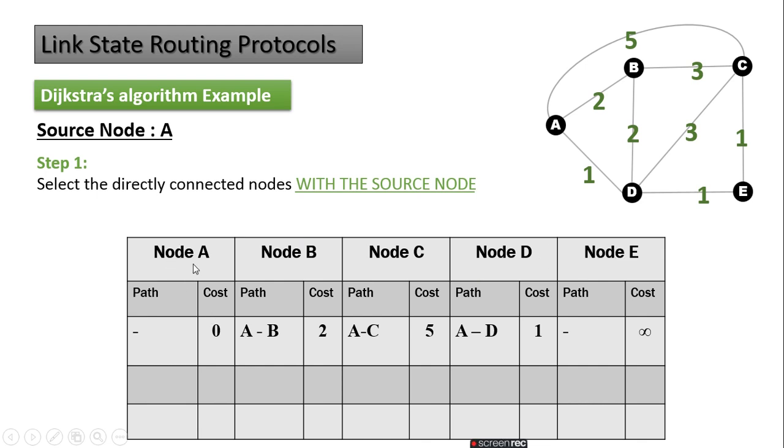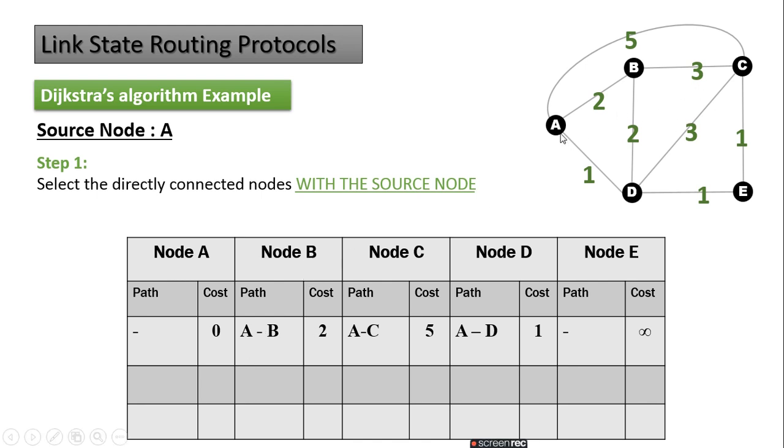And then divide each column into two sub-columns. One side is the path and the other part is the cost. So for each node we have the path and cost. Now let's fill this. Now the first one is already filled, but I'm going to go with the first one. So node A will be the source. So from A to A there's no path because it's the source. And the cost will be 0 because from source to source the cost is 0.